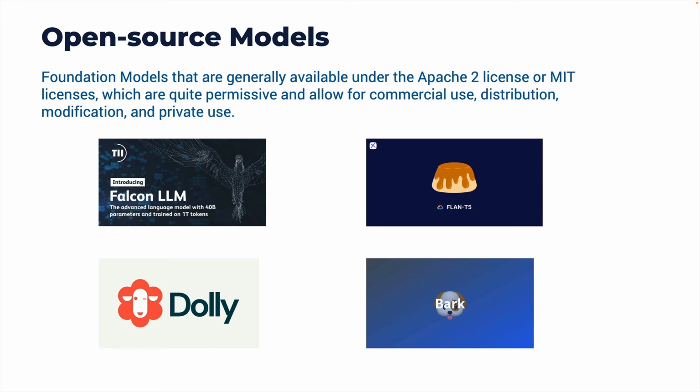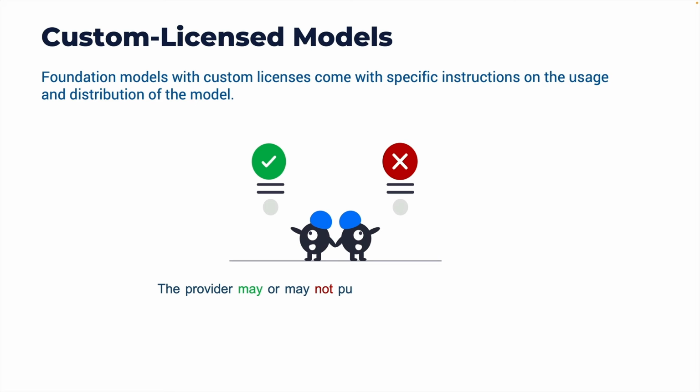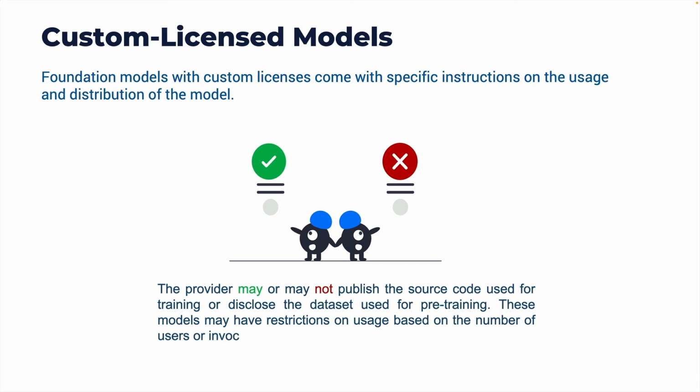Some of the examples of open source foundation models are Falcon from the Technology Innovation Institute from Saudi Arabia, T5 from Google, Dolly from Databricks, and Bark from Suno. All these models are quite permissive and they allow for both commercial and research usage. So let's take a closer look at the custom licensed models, which come somewhere in between commercial and open source. Foundation models with custom licenses come with specific instructions on the usage and distribution of the model.